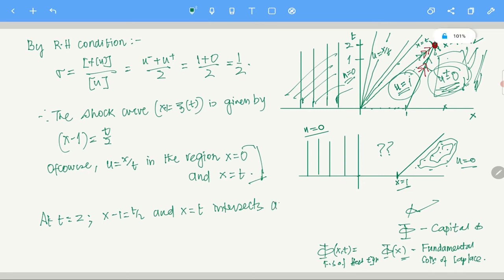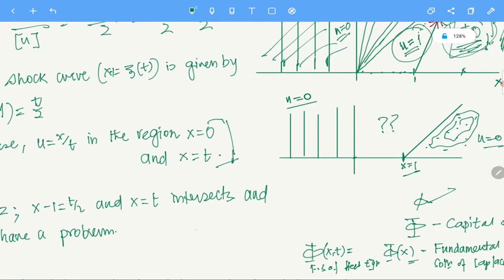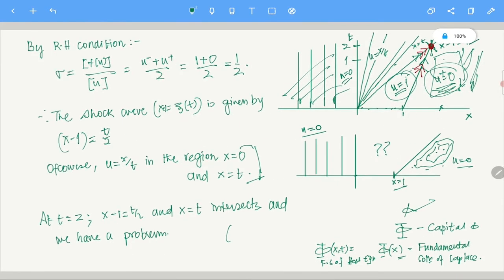They intersect, and we have a problem, right? So basically the rarefaction wave and the shock wave intersect. So maybe I can put it like this: the rarefaction wave and shock wave intersect. Clear? Okay, now I have to do all of this all over again.